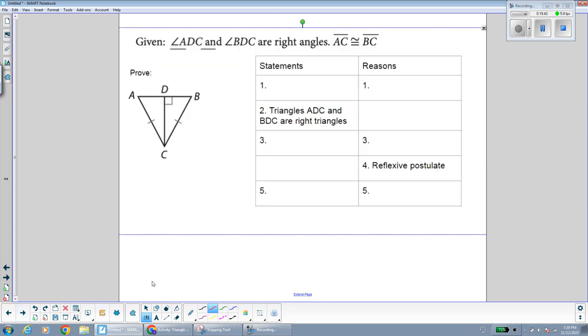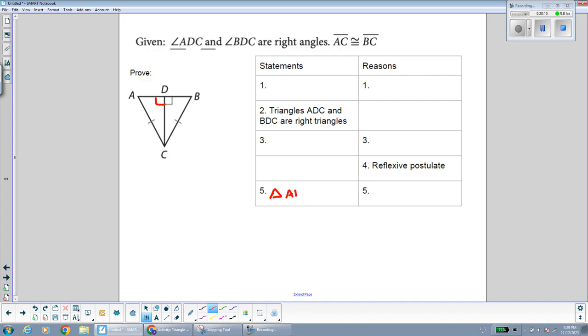And over here, we're just going to end with a short proof. And then I'm going to put a summary of all the 5 methods that we saw in this video so far. So we have angle ADC and BDC are right angles. I'm going to mark that in the diagram. And we have that AC is congruent to BC. And we want to prove that the two triangles are congruent to each other. It's missing the proof statement, so I'm going to put it down here. We want to prove that triangle ADC is congruent to triangle BDC.